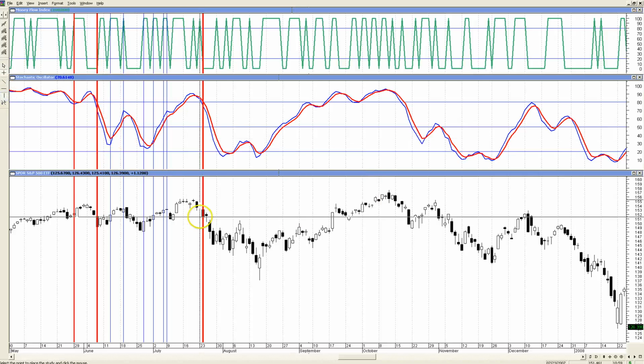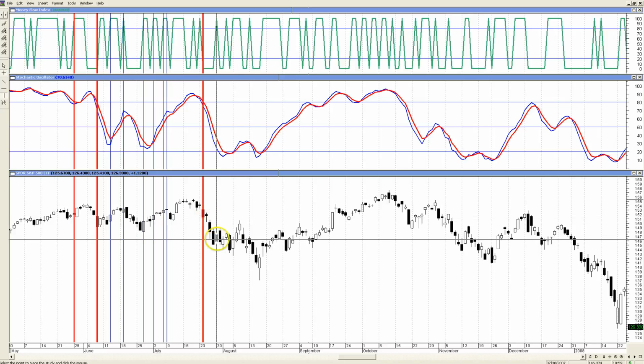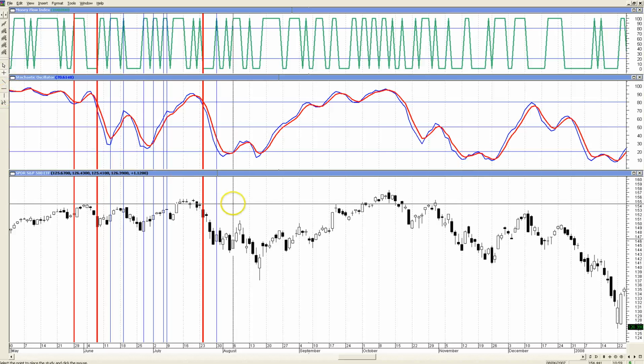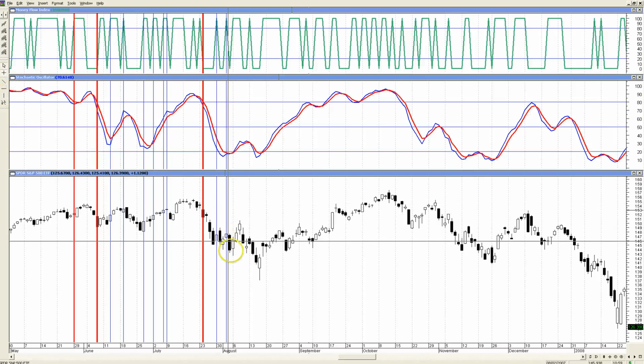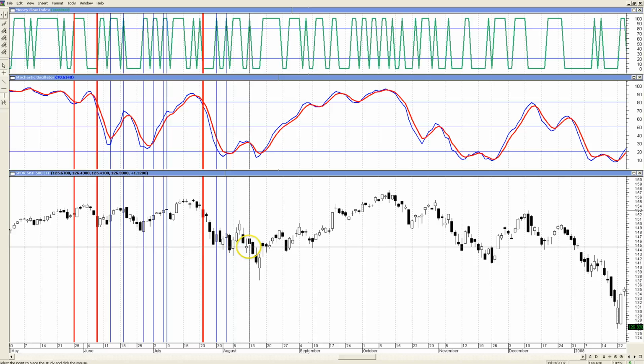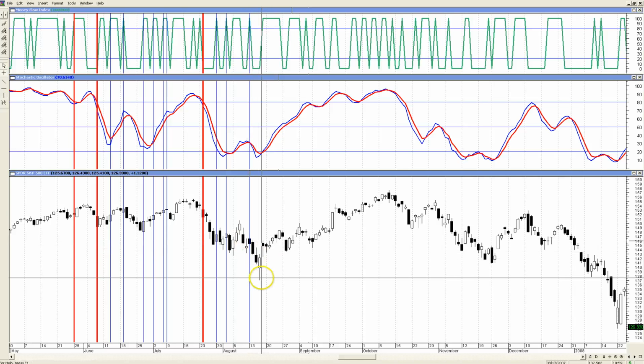Right. So where's our pullback? Got one right there. Got a lot of choppy action going on there. Got one right there. Next day goes down. Oh, this one didn't work out so well. What about this one right here? Pullback, short, not too bad.